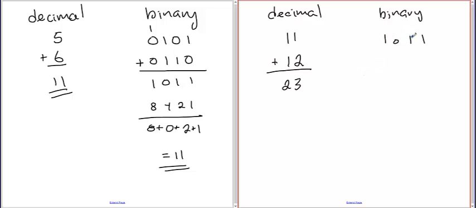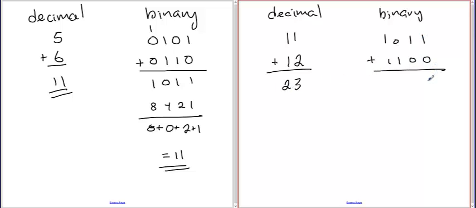8 plus 2 is 10 plus 1 is 11. And here we have the same kind of thing, except we're going to have 8 plus 4, so it's going to be 1, 1, 0, 0. So that's the binary. We'll find out if we did it wrong later when we try to confirm our answer.